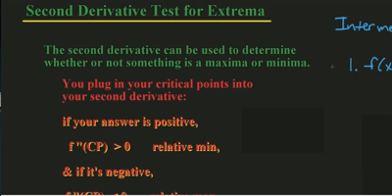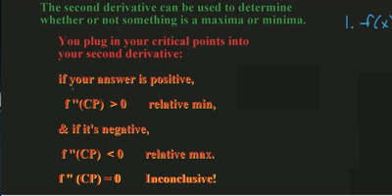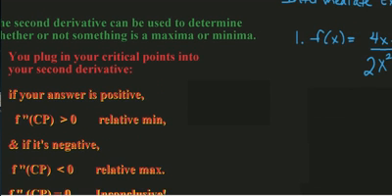Today we're going to look at an intermediate example of the second derivative test for extrema. Again, quick review. Take the first derivative, set it equal to 0, get your critical points. Take the second derivative, plug those critical points into the second derivative. If it's greater than 0, it's a relative min. If it's less than 0, it's a relative max. If it's equal to 0, it doesn't tell you anything. So let's see an example.